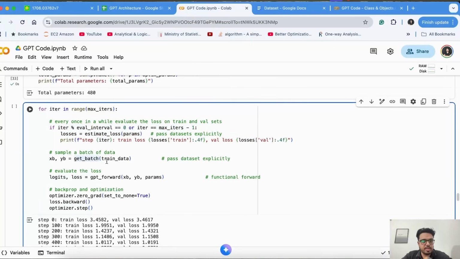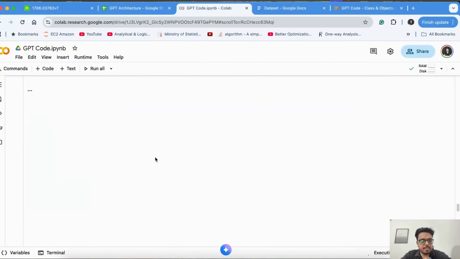Okay, so we pass on the input token sequences and the target token sequences. We get them, and then we pass them on to GPT forward, which takes care of the training. As I already discussed, GPT forward then calls the other functions, which constitute the entire model architecture. Okay, so let's run this.